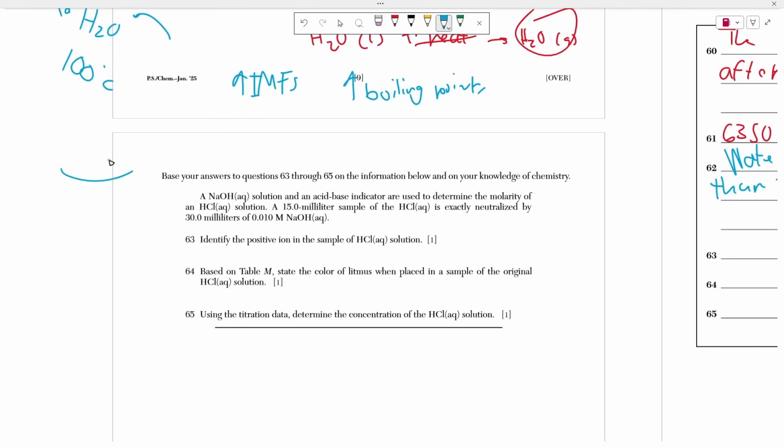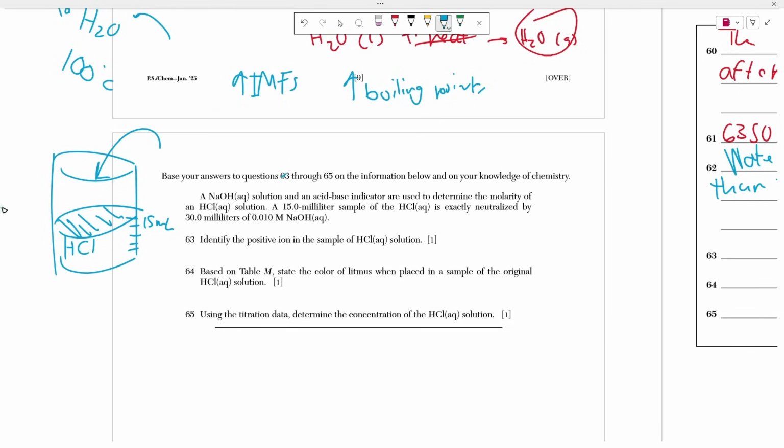Okay, so what's happening here is that I have this beaker. It's full of hydrochloric acid, HCl. It's an HCl aqueous, so there's HCl and there's also H2O here. And then to this 15 milliliter sample, right? So if there were markings here, this would be 15 milliliters. And into here, I'm adding 30 milliliters of NaOH, okay?